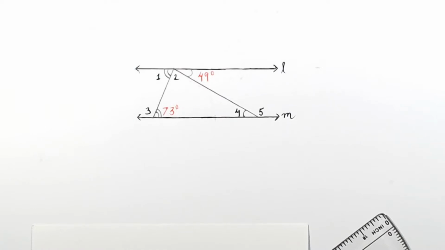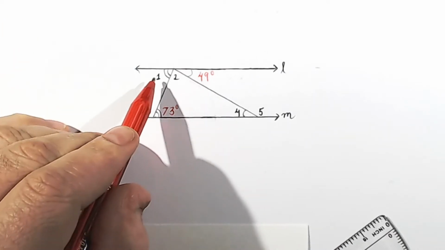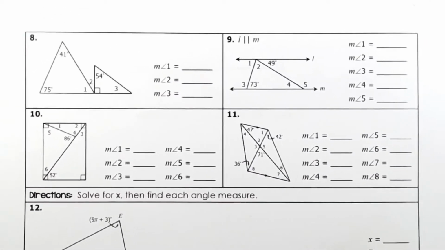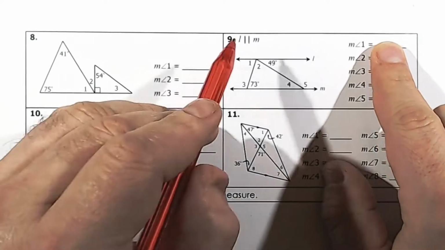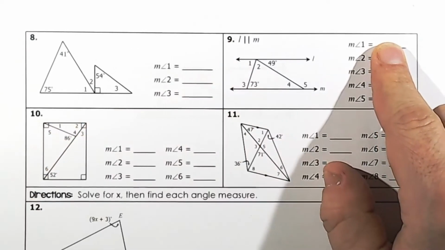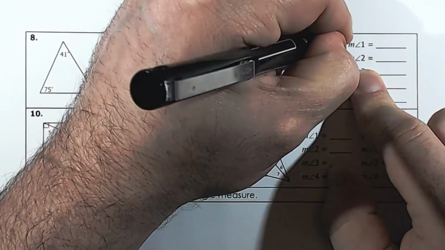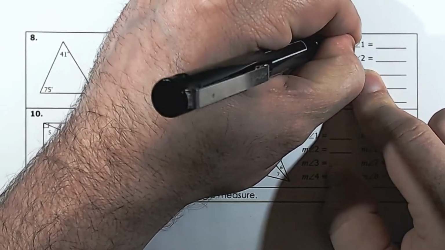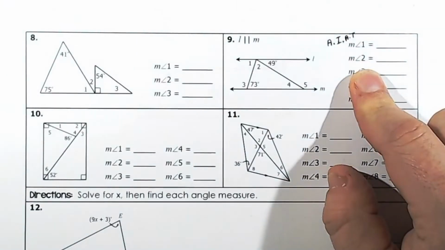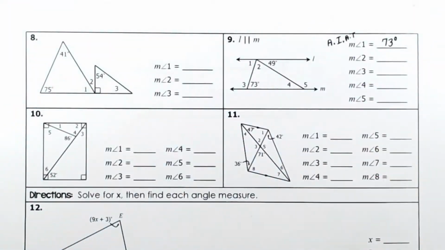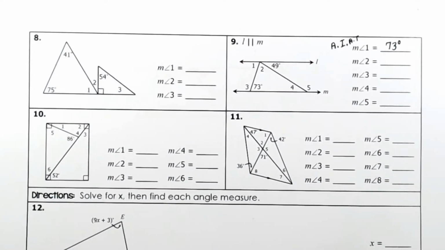By the alternate interior angles theorem, angle 1 is equal to 73 degrees. Here is the picture. Angle 1 has to be equivalent to 73 degrees by the alternate interior angles theorem. Angle 1 is 73 degrees. There's no measurement involved. It's a theorem. We assume it to be true.